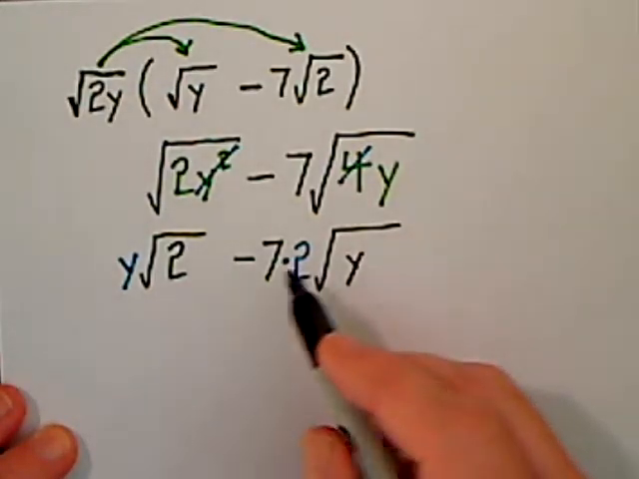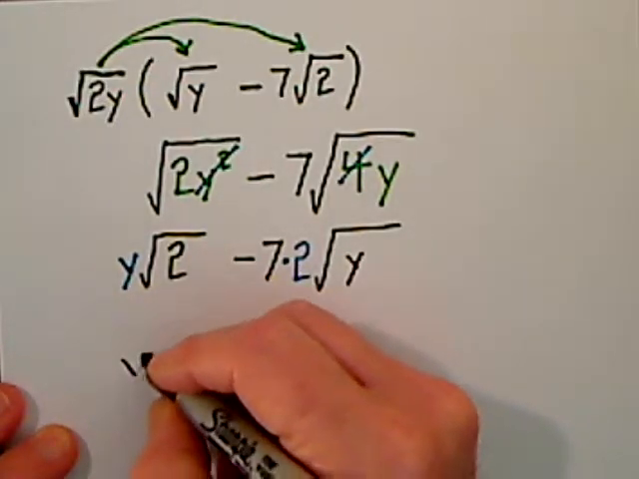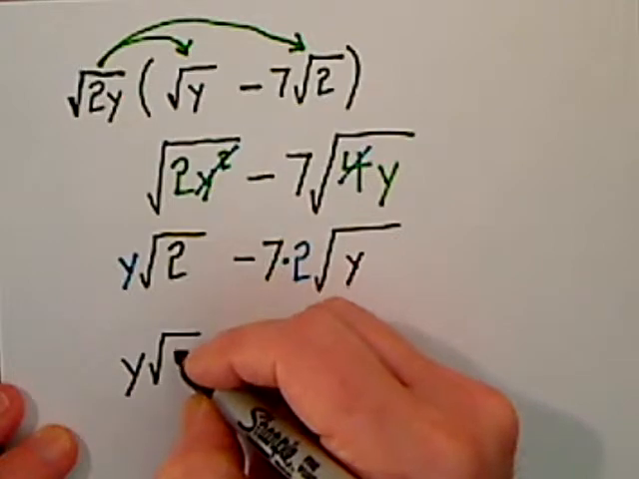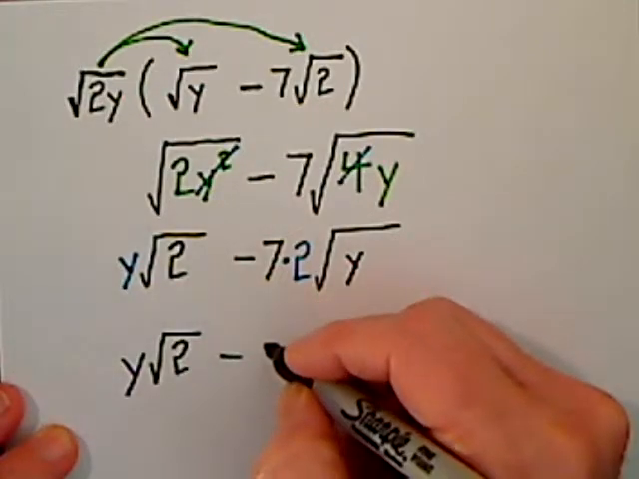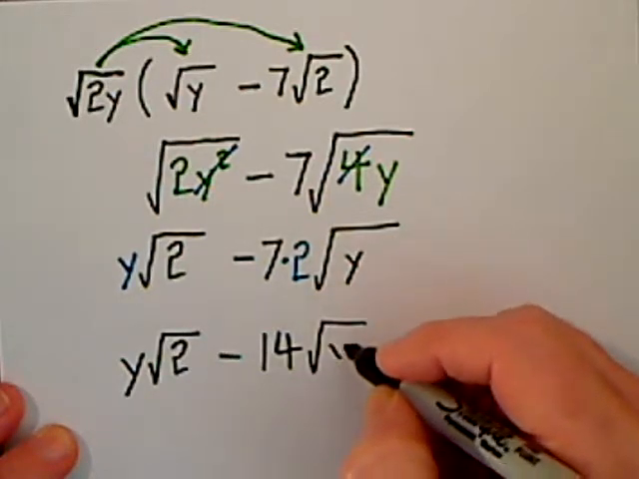Okay, so the last step, we can multiply negative 7 times 2. So your final result: y times the square root of 2 minus 14 times the square root of y.